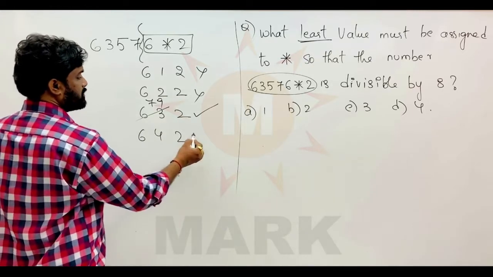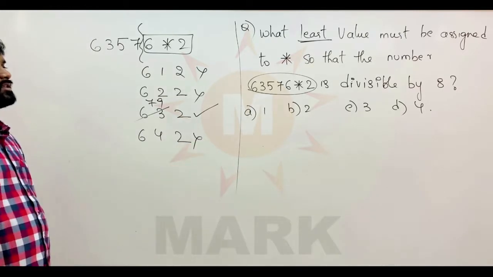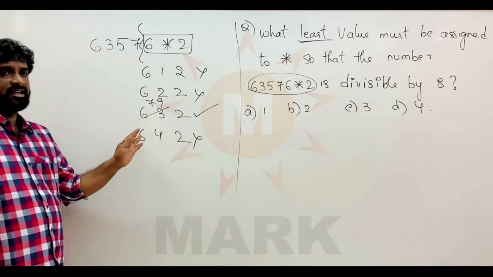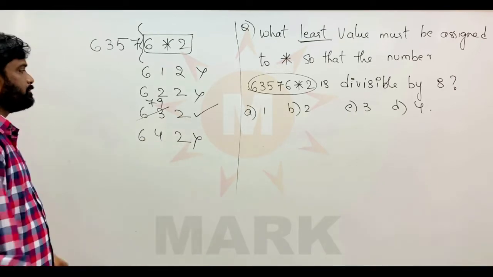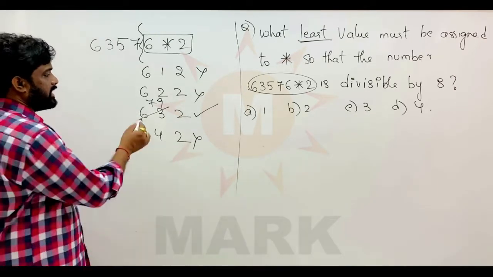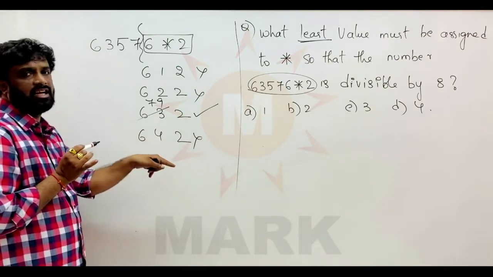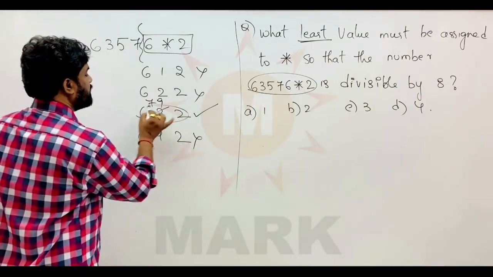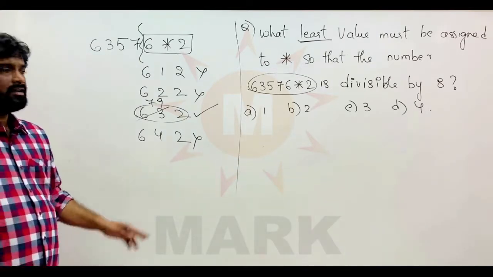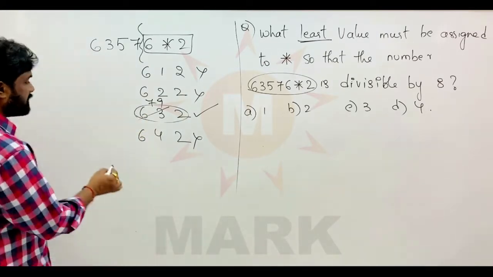Okay, 642 is also not divisible, you can check. 642, 8 8s are 64, then 2 is not divisible. So exactly the 3-digit number out of these 4 options which is exactly divisible by 8 is 632. So what is that number that we should write here?